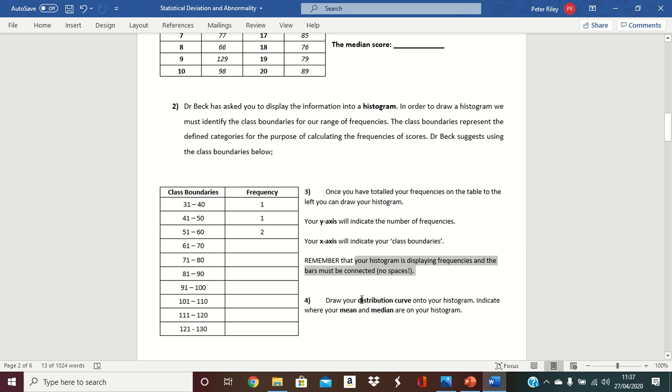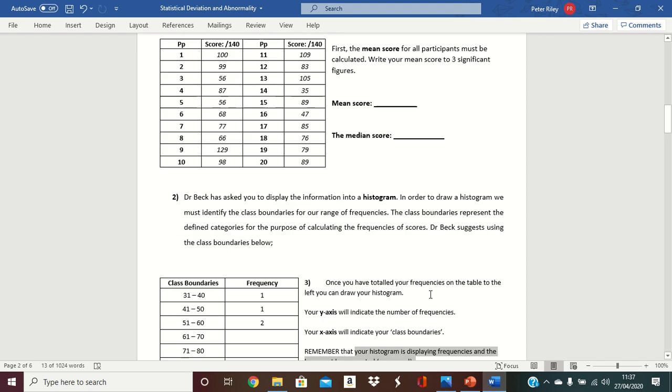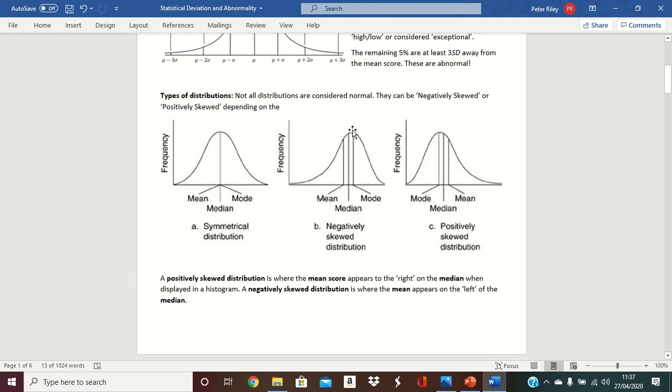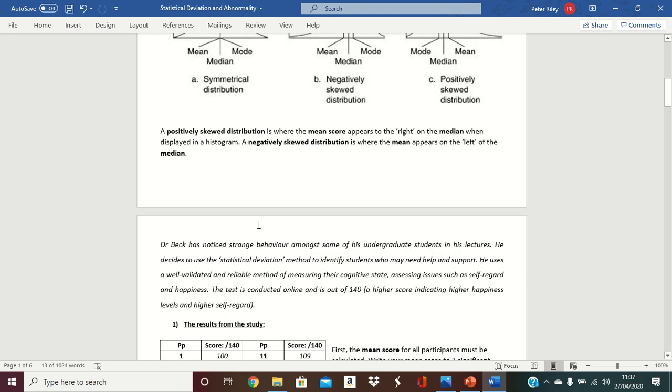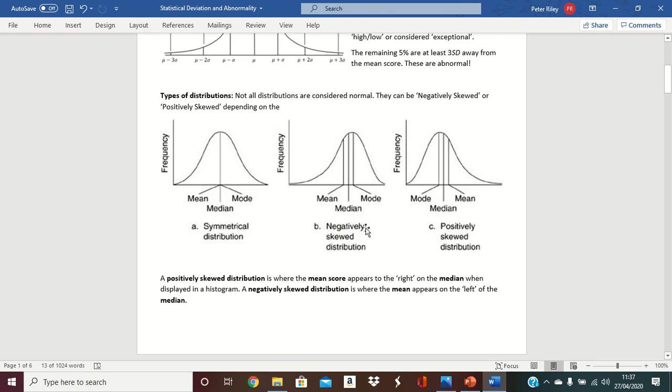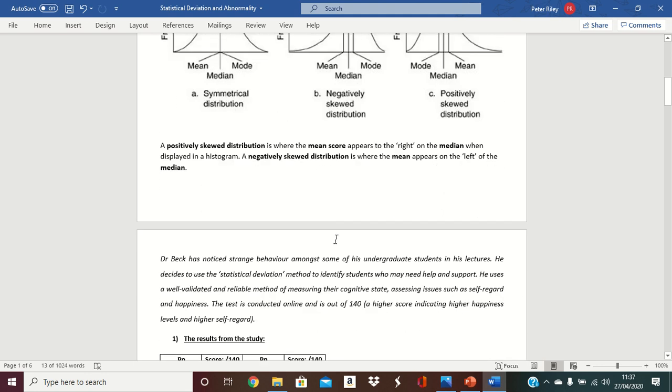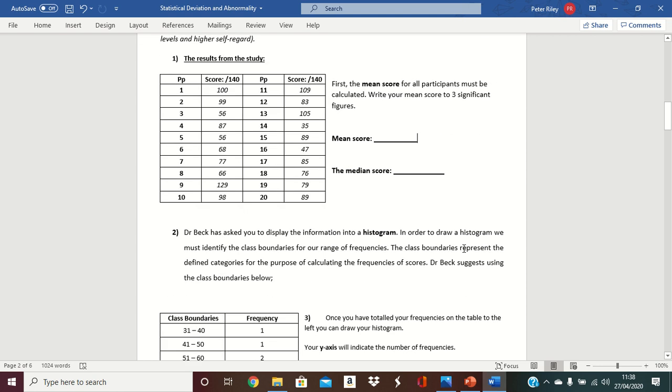What I would like you to do then is draw your distribution curve onto your histogram and indicate your mean and median score on your histogram. And all you would do to display that is similar to up here. You would just draw lines from your x-axis demonstrating where the median score and the mean score are. I'm only asking you to do it for the mean and the median score. The modal score will be indicated by whichever bar is highest on your histogram. So remember, you've already calculated your mean and your median score as part of that first activity.